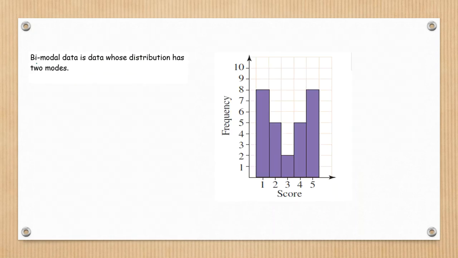We can also have bimodal data. Bi means two. Modal means mode. Mode is the most common score. So here we have a score of 1 and a score of 5 having the highest frequency. So there's two modes, so we call that bimodal.